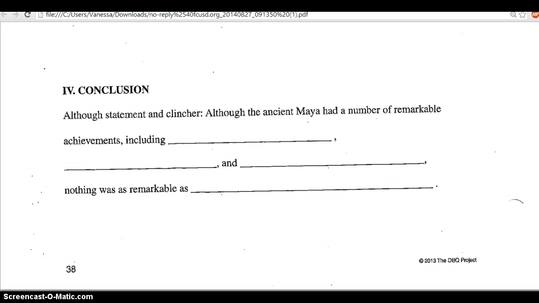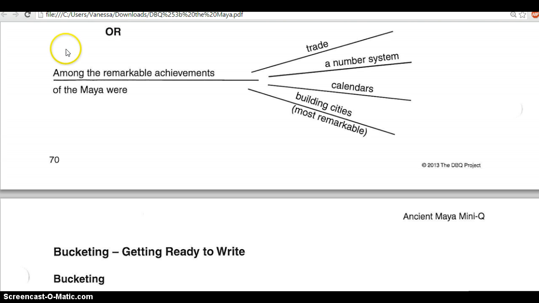So the first thing you're going to do is draw on the very bottom of your paper, right here on the back. You're going to draw this. Looks like a little kind of tree branch. Okay, so you're going to draw a line sideways like this, and you're going to write these words: Among the remarkable achievements of the Maya were. So one line like this, and then 1, 2, 3, 4 little twigs off of this branch.